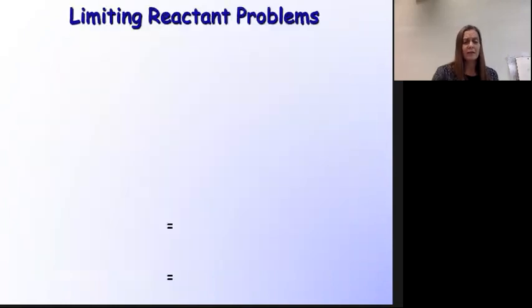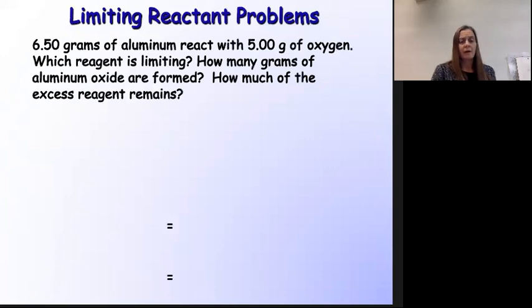So let's look at an example problem here. We have 6.50 grams of aluminum reacting with 5 grams of oxygen. And we want to know which reactant is limiting. We also want to know how many grams of aluminum oxide are formed and how much of the excess reagent remains. So we have lots of different problems here.